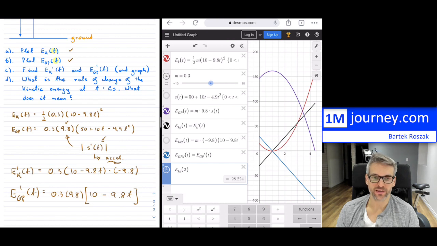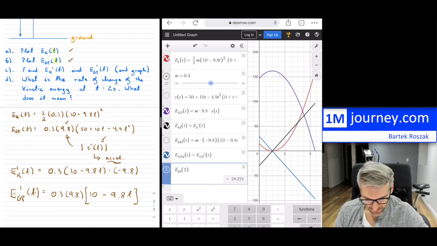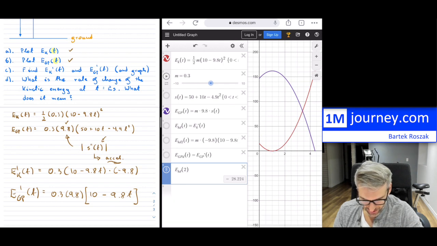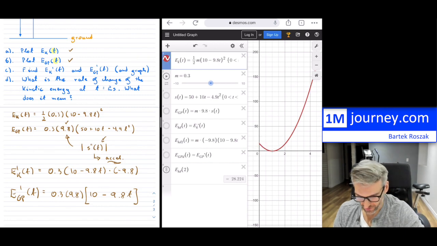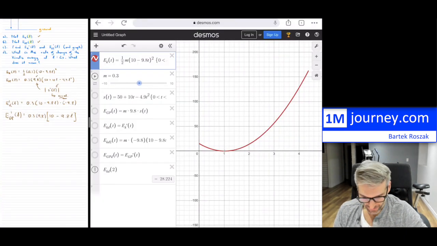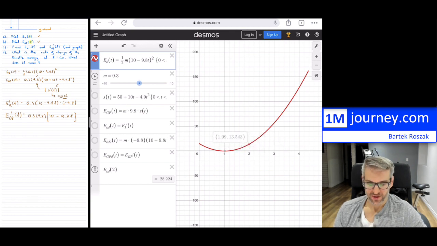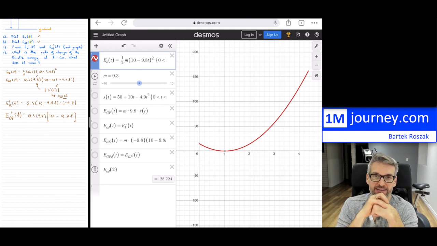So what does that mean? That means at 2 seconds, so let me remove this. I'm going to just hide this away, and this is the kinetic energy that they're asking me about. So notice if I'm going to shift this over, if I go along here, this is at 2 seconds, so that's right here. Notice that the derivative there is positive, right? So the derivative is positive. The answer we got is 28.224 joules, and it is a derivative, so it's joules per second.